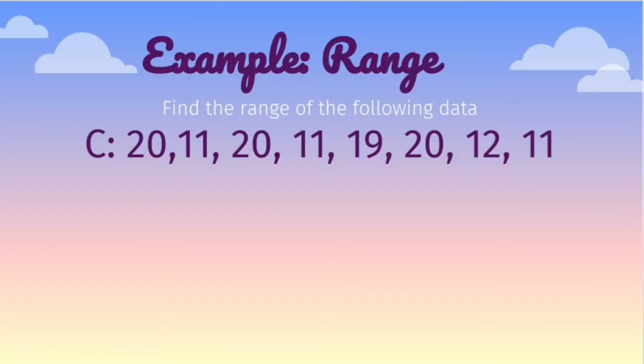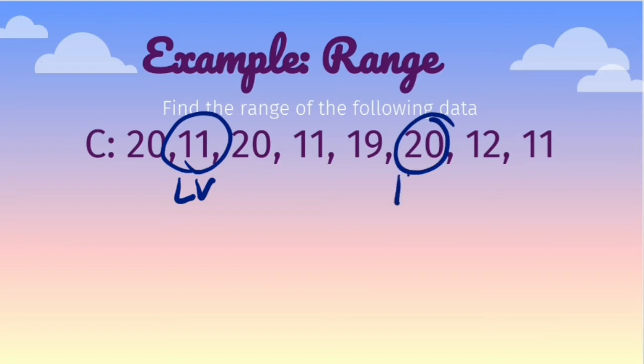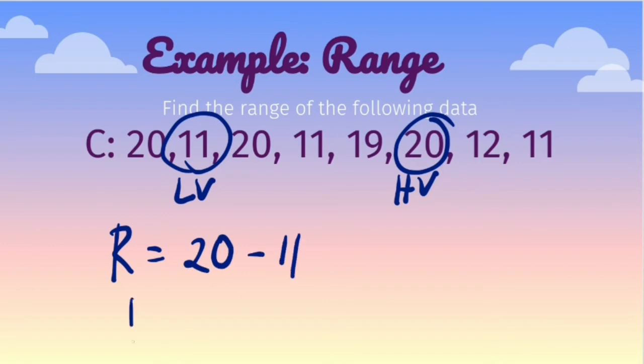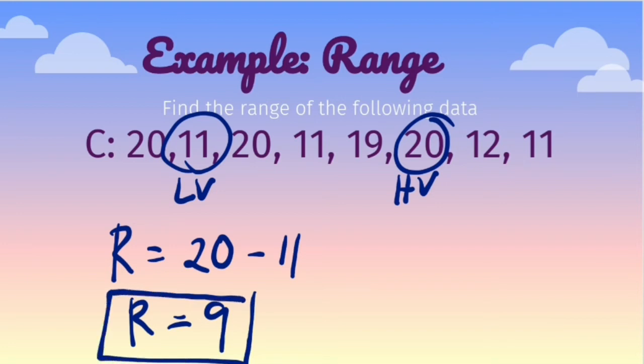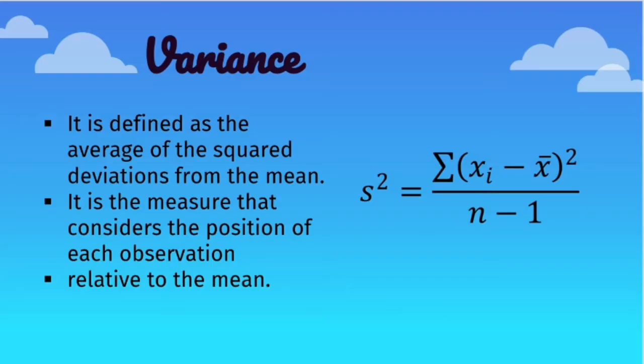The third one: our lowest value here is 11 and our highest value is 20. So our range would be 20 minus 11, which is 9. It is still quite spread compared to the second. Next, for our measures of dispersion is variance. It is defined as the average of the squared deviations from the mean.